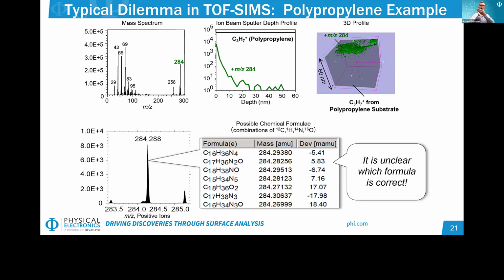While reconstructing a TOF-SIMS depth profile and a 3D profile from the mass spectrum at top left, as shown in the images at top left, top middle, and top right, the scientist notices that there are polypropylene materials coated with an unknown material in green, represented by the mass-to-charge ratio of 284. In the TOF-SIMS data analysis software, you'd see a list of many possible chemical formulas.